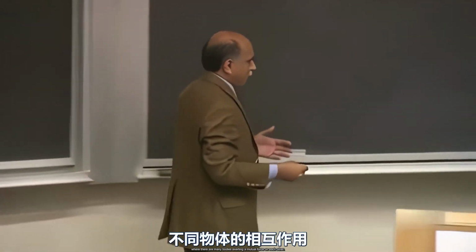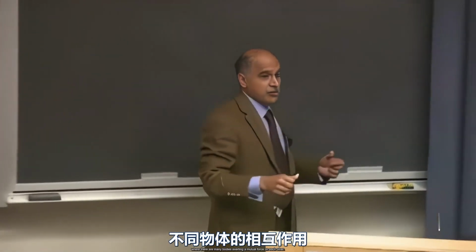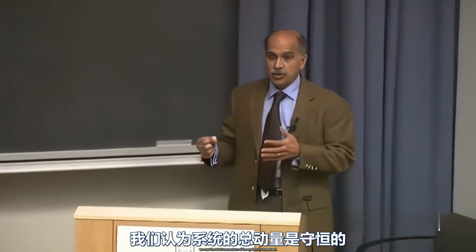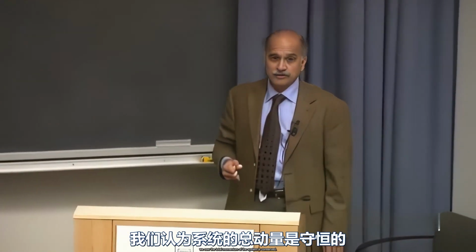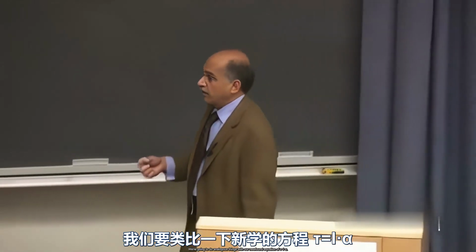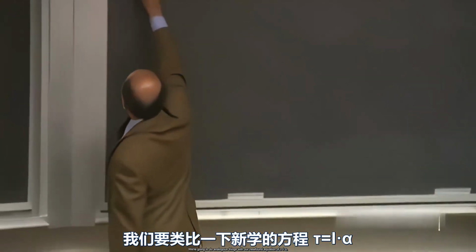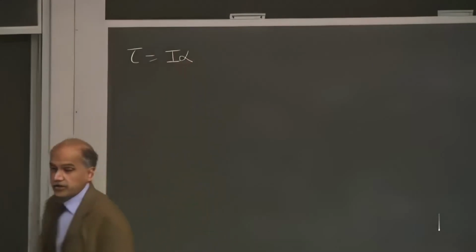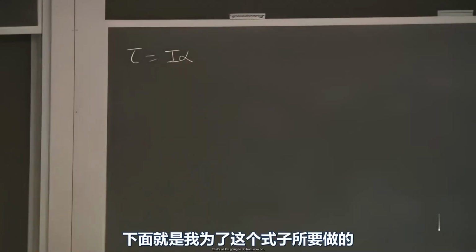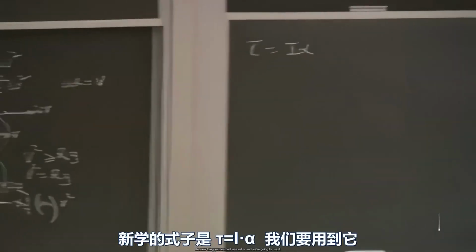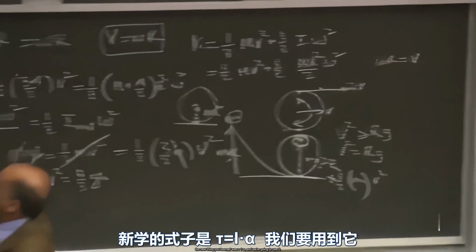Then I took other cases where there are many bodies exerting a mutual force on each other. Then if there are no external forces, we saw the total momentum of the system is conserved. We're going to do analogous things with our newfound equation, tau equals I alpha. We want to get used to this more. That's all I'm going to do from now on. I already told you in the beginning, the new thing you learned was tau equals I alpha, and we're going to use it.